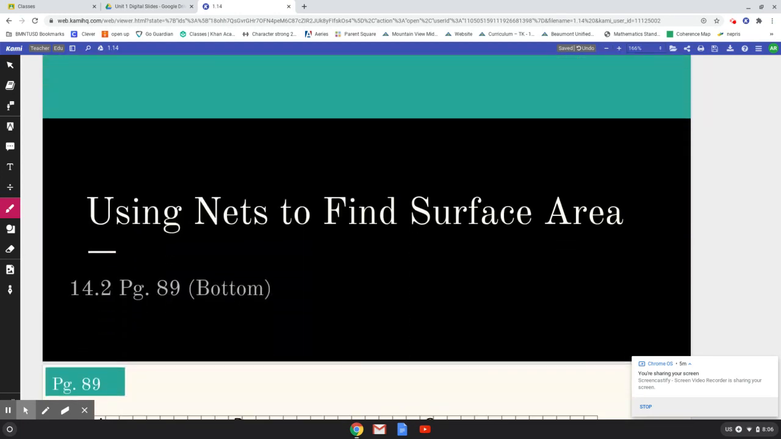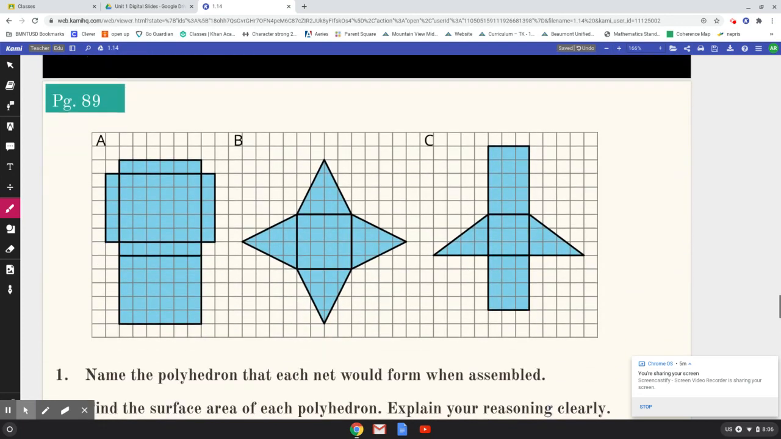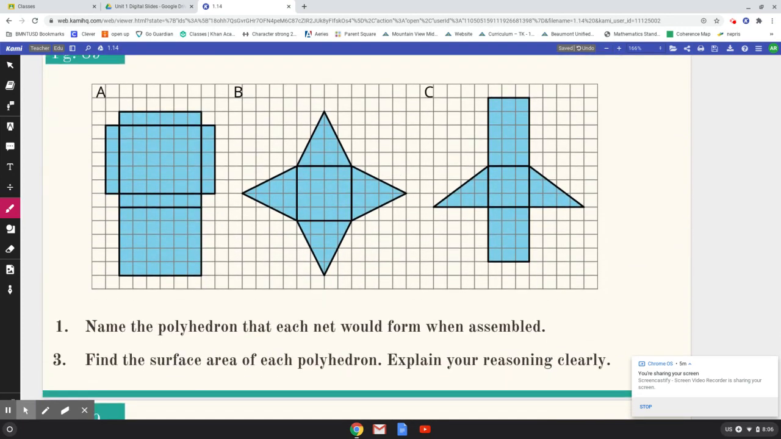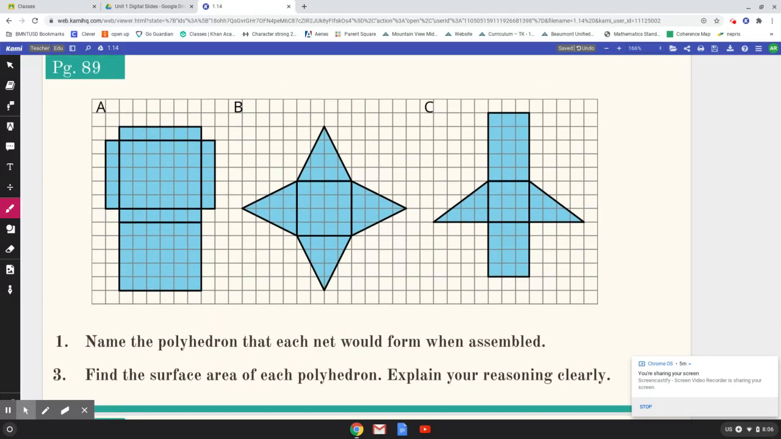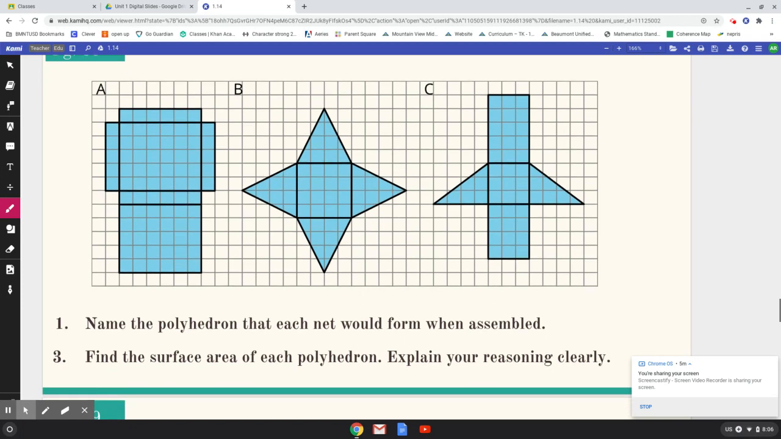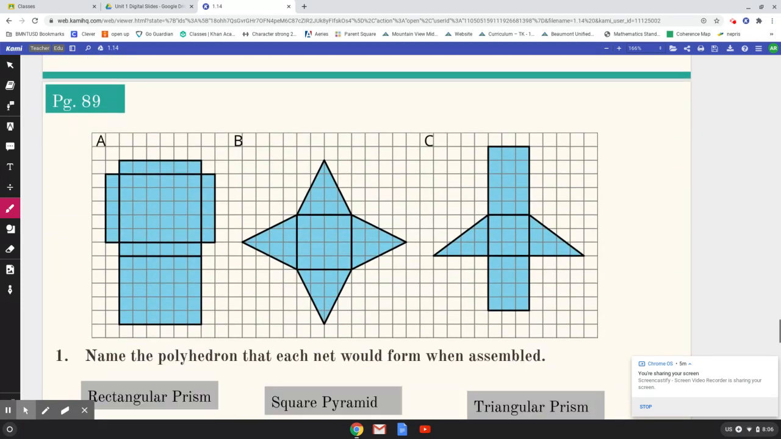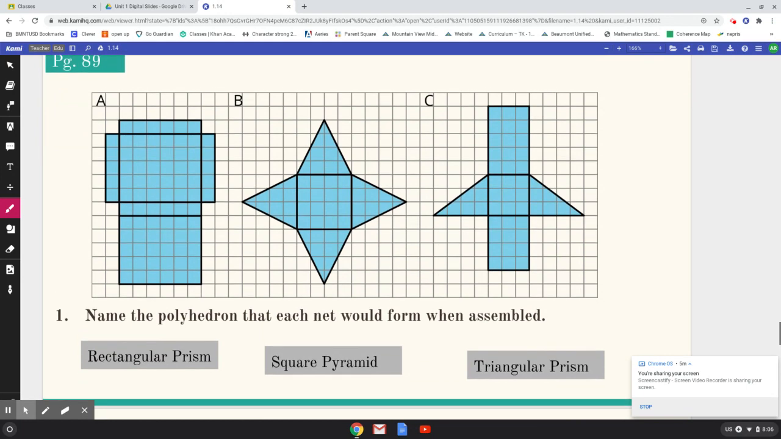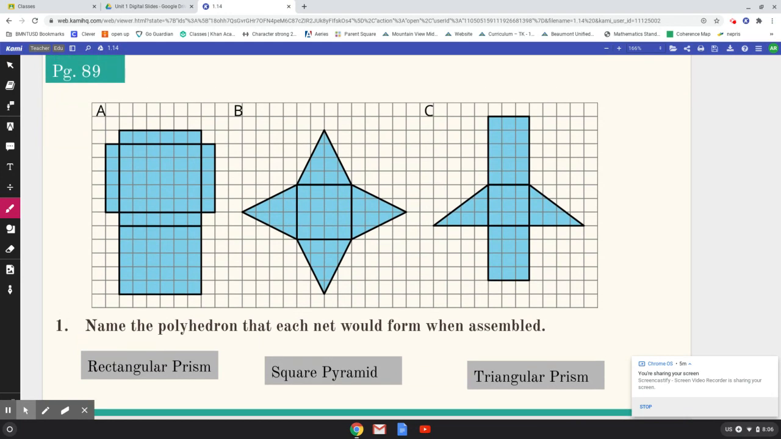Okay, so now it says using nets to find surface area, and we're on 14.2, page 89 at the bottom. So we're going to do number 1 and number 3. So page 89, name the polyhedron that each net would form, and then we're going to find the surface area. We're going to only do A and B when we're finding the surface area.